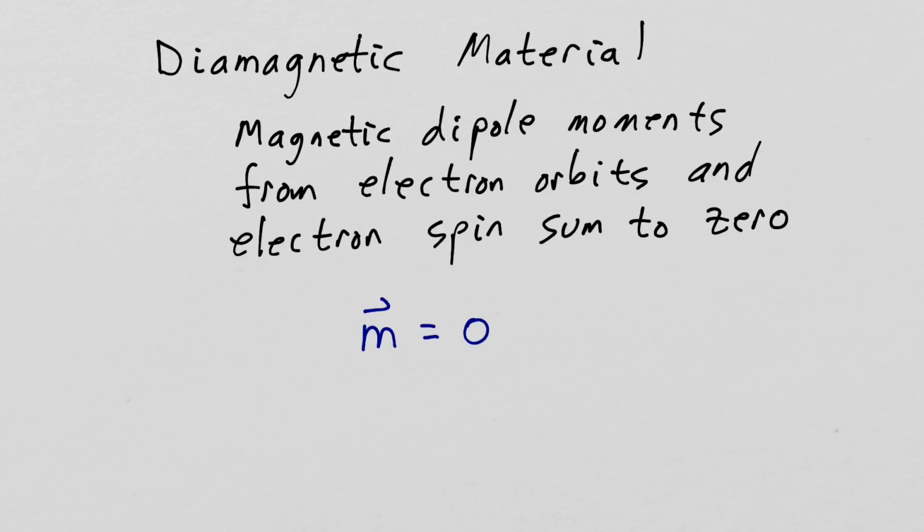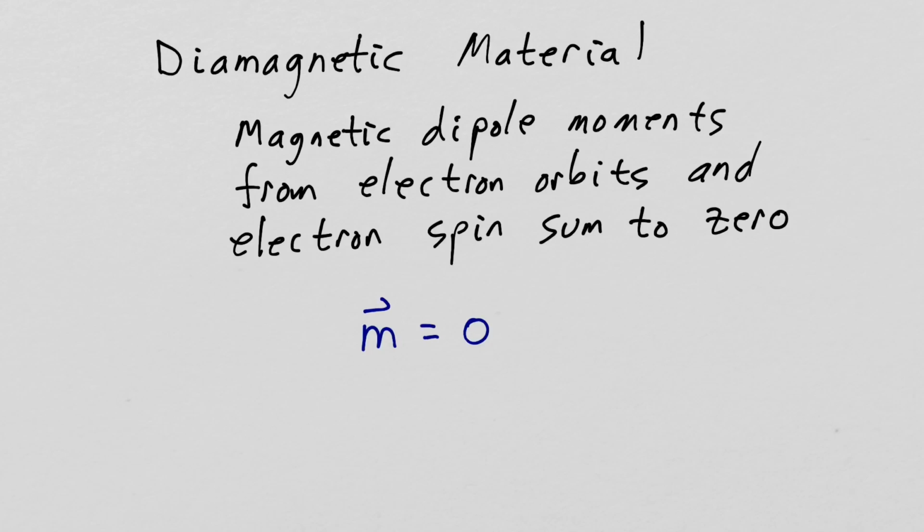But what is observed is that the magnetic field inside a diamagnetic material is slightly less than the applied magnetic field. What we'll see is that diamagnetic materials are repelled by a magnetic field. Diamagnetism is a quantum mechanical effect that occurs in all materials. In paramagnetic and ferromagnetic materials, the weak diamagnetic repulsion is overcome by the attractive forces of the magnetic dipoles.